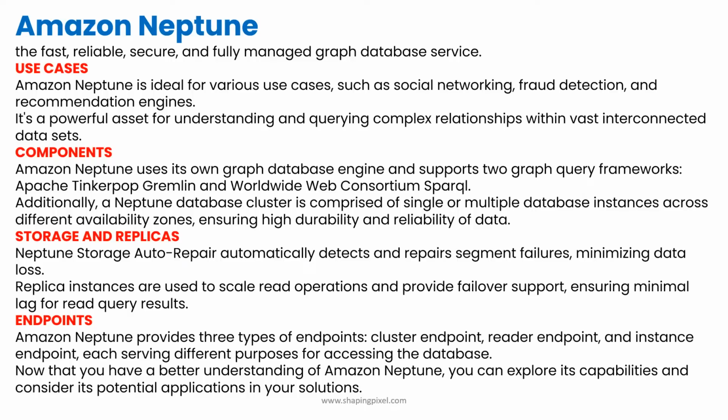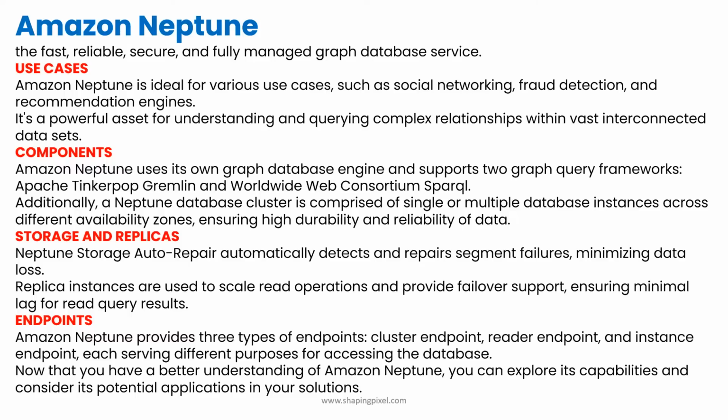So let's check out Amazon Neptune, the fast, reliable, secure, and fully managed graph database service. Amazon Neptune is ideal for various use cases such as social networking, fraud detection, and recommendation engines. It's a powerful asset for understanding and querying complex relationships within vast interconnected datasets. Amazon Neptune uses its own graph database engine and supports two graph query frameworks, Apache TinkerPop Gremlin and World Wide Web Consortium SPARQL.